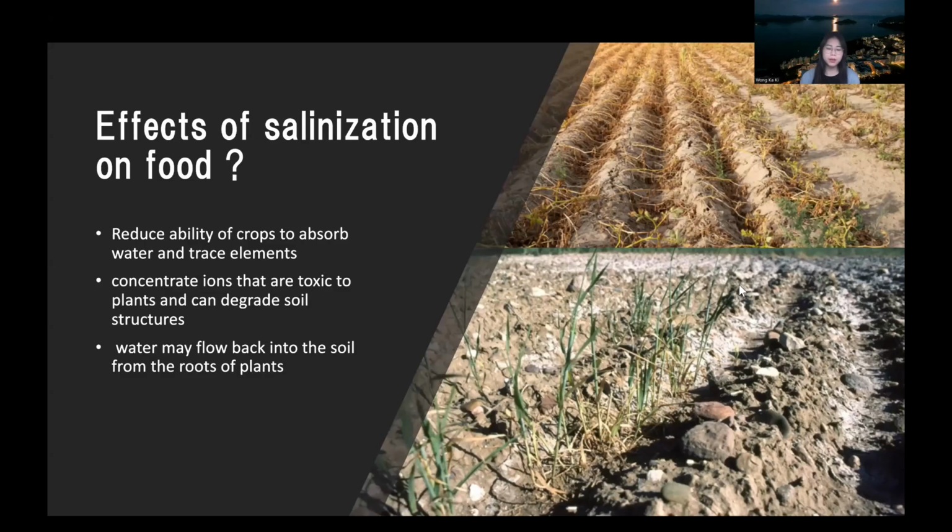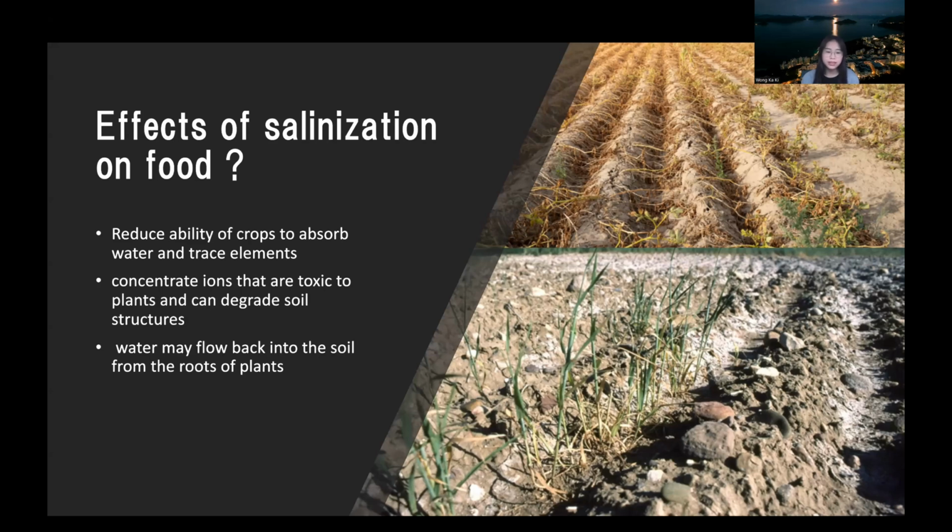So let me share about the effect on food. Salt-affected soils reduce the ability of crops to absorb water and the availability of trace elements. They also concentrate ions that are toxic to plants and can degrade soil structures. There will be declines in agricultural productivity, water quality, soil biodiversity, and soil erosion. Salt-affected soils are less able to buffer and filter pollutants.